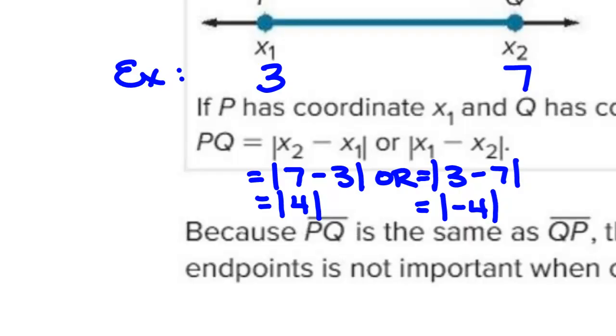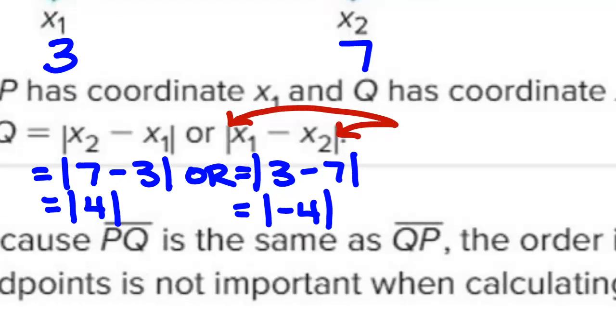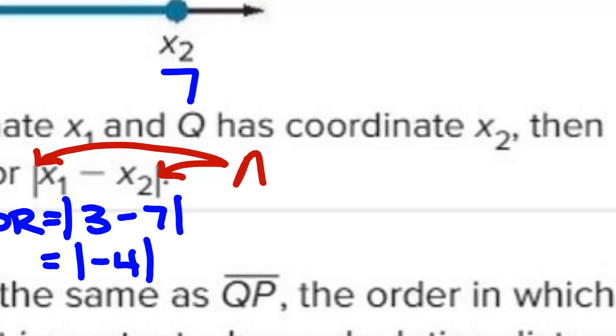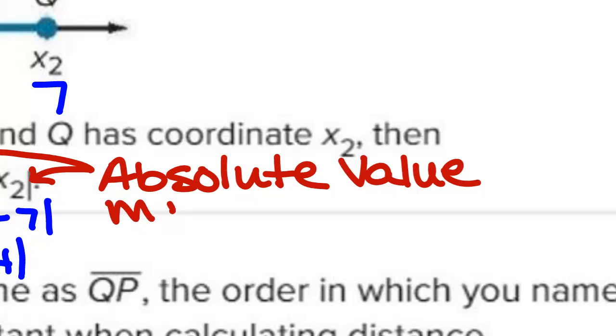Have you guys ever seen absolute value before, these bars that I'm putting around these numbers? All right. Some people know, some people yes. So let's go through and explain what this is. The absolute value, let me write that down. Absolute value makes numbers positive.